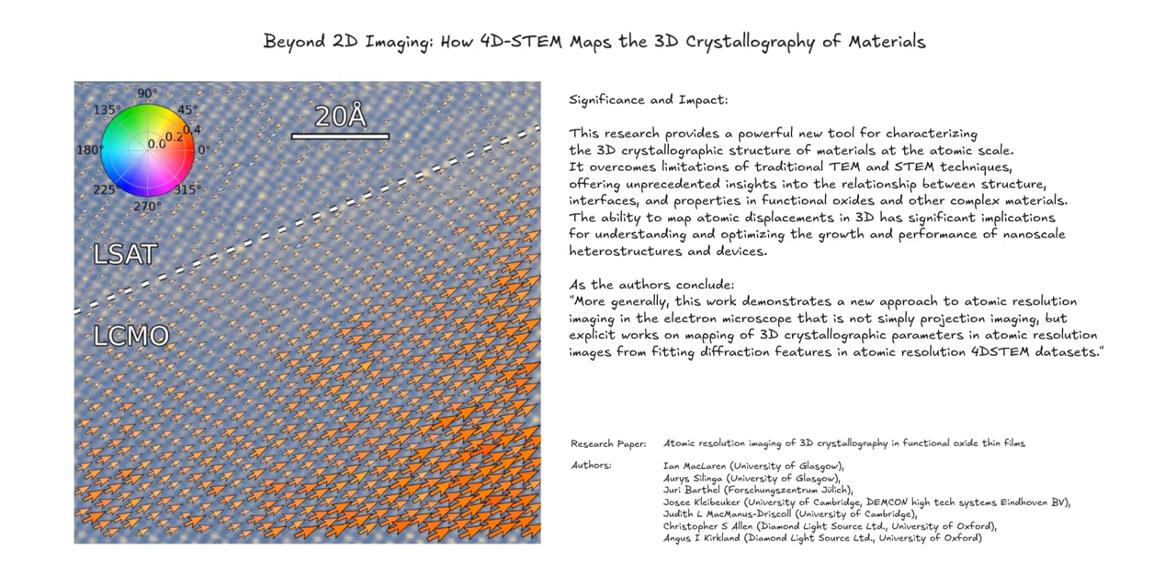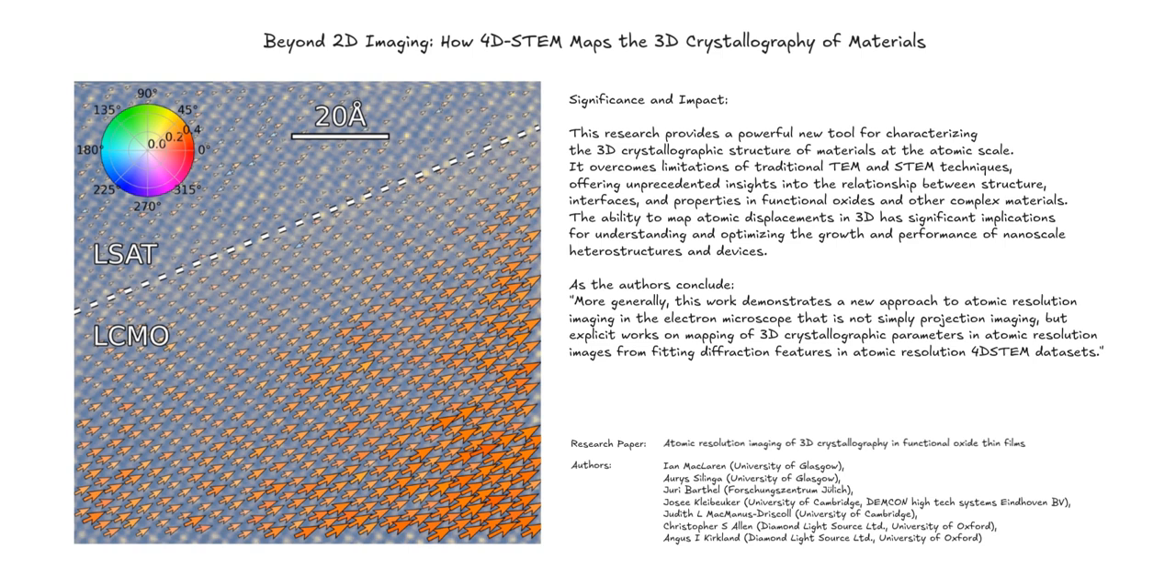For example, this level of control could lead to the development of more efficient solar cells, faster transistors, and more powerful magnets. The possibilities are endless, and this research is a testament to the transformative power of materials science. A field that is constantly pushing the boundaries of what's possible, creating new materials that shape our world. With advancements in characterization techniques like 4D STEM, we can expect even more exciting discoveries in the years to come.